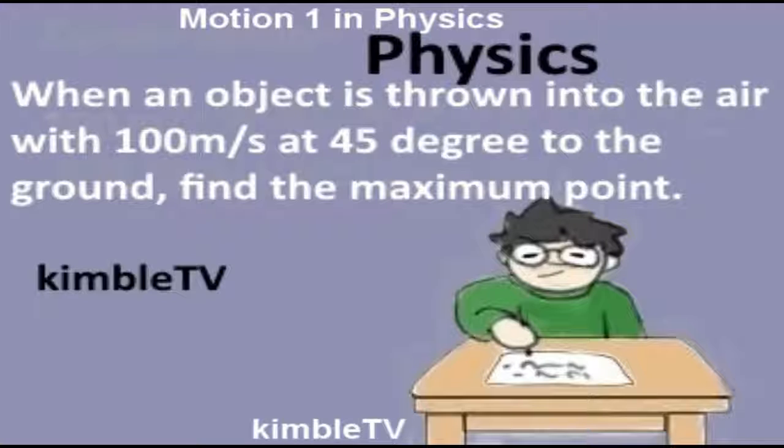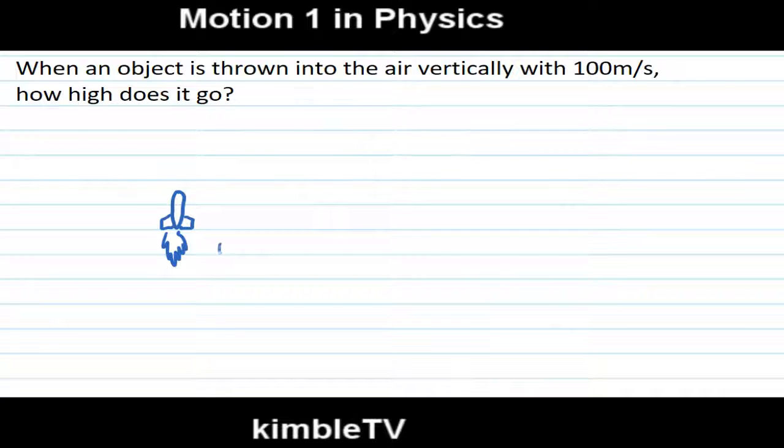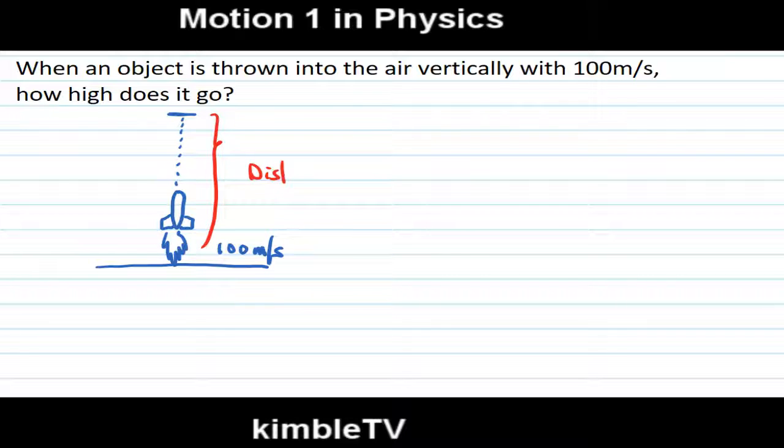When an object is thrown into the air, like a rocket, with the velocity of 100 meters per second, how high does it go, the maximum point, from the surface? So what is the distance? Distance at which the object, the rocket, can arrive.